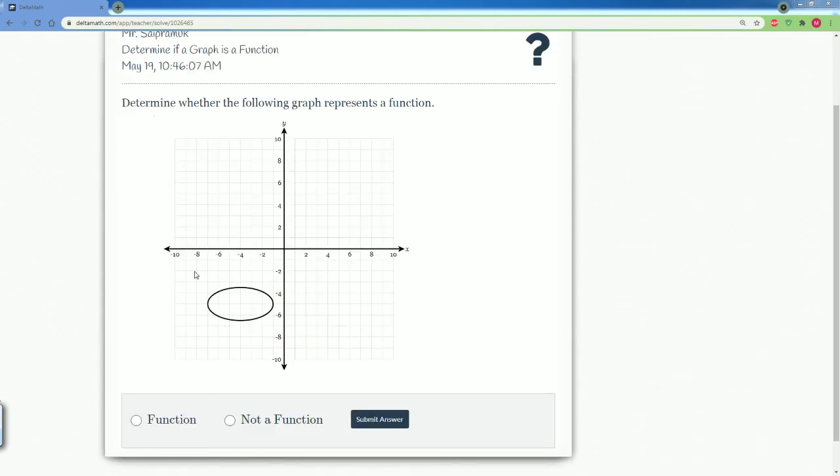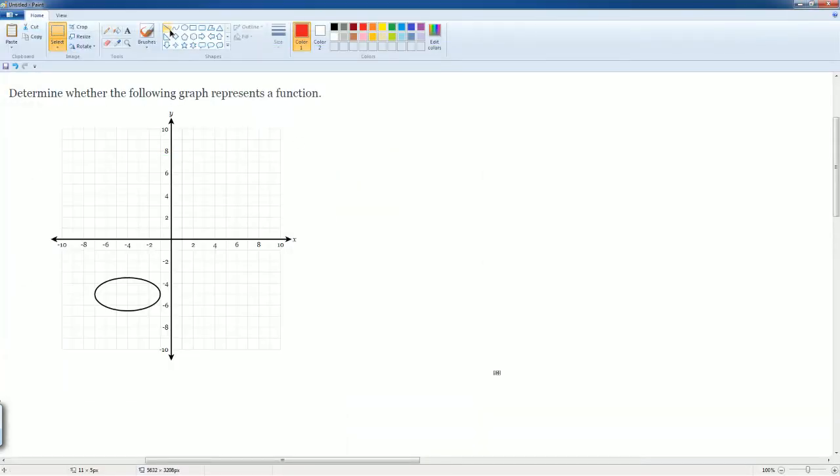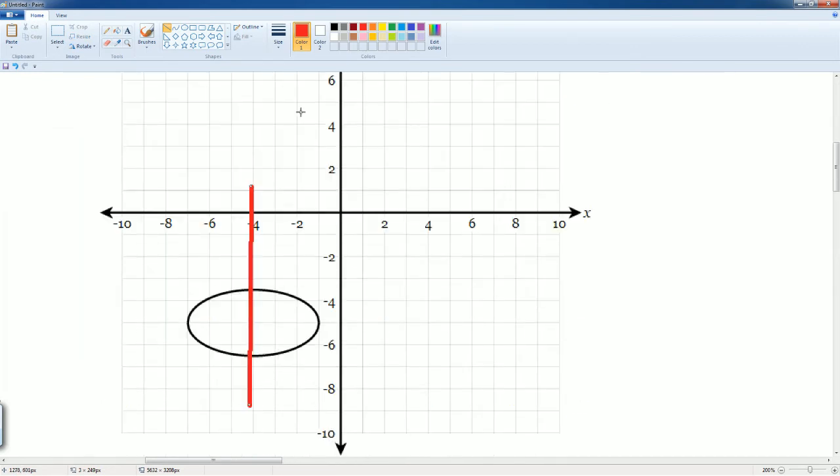Here it says to determine whether this graph is a function or not. And again, we apply our same strategy of drawing the vertical line test down, and we'll draw it down here at -4. Now notice the x value that we are plugging in is -4.